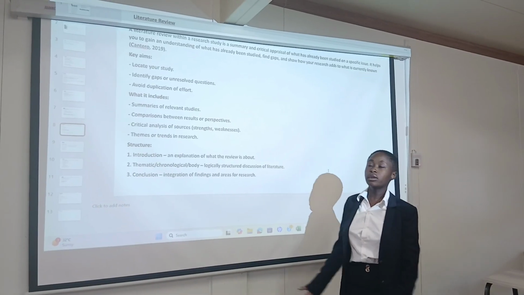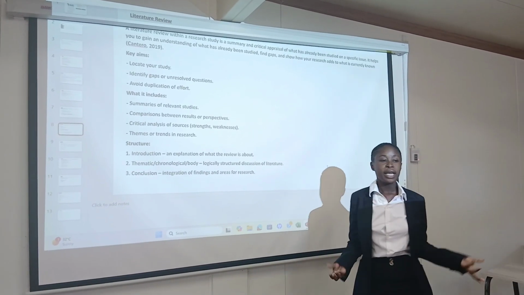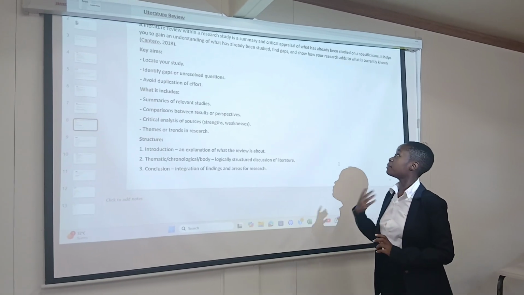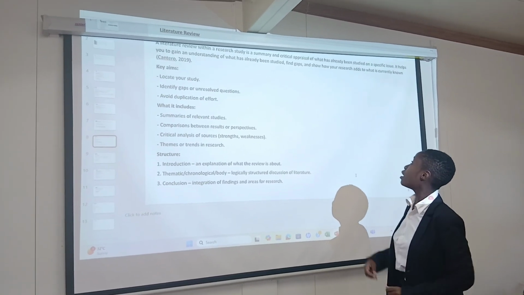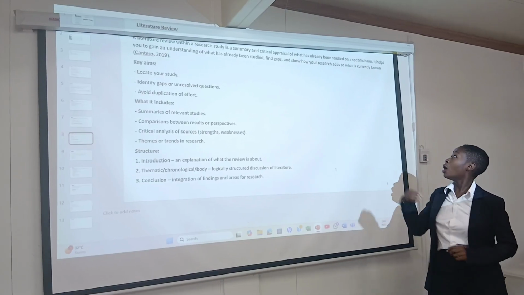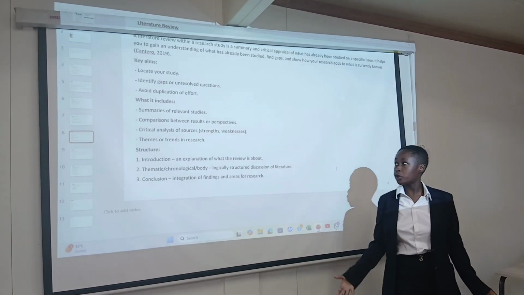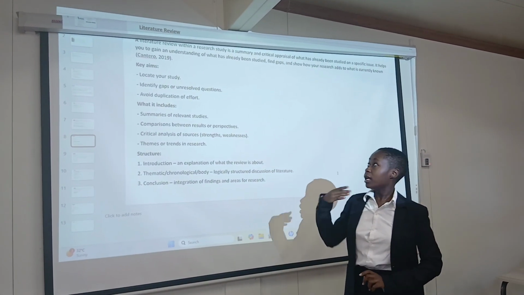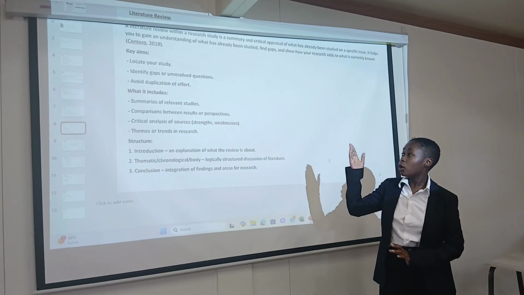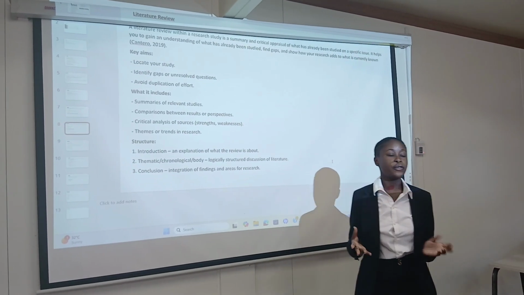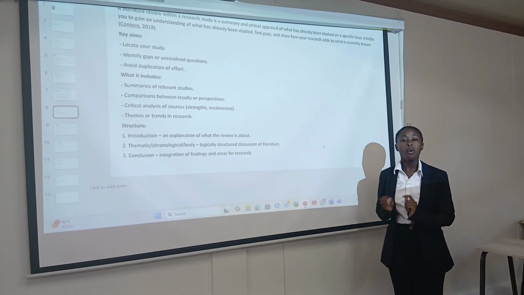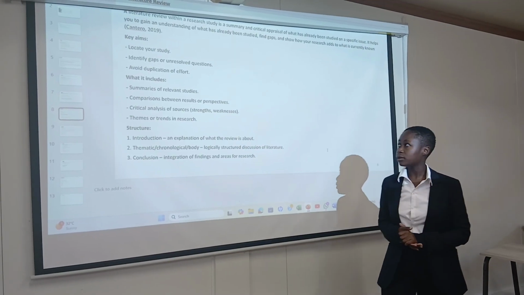I'll be taking you through the literature review. A literature review is a summary and a critical appraisal of what has been already studied on a specific issue. Key aims of a literature review. Locate your study. A literature review helps a researcher to know where his or her work fits in.